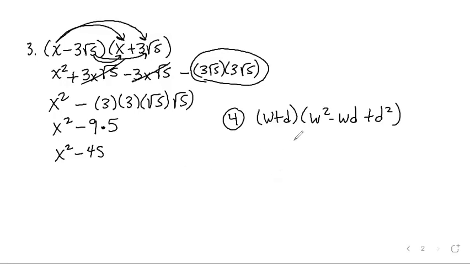So when we start doing this, it's the exact same thing as FOIL, though. You're going to take this W, and that W has to get multiplied by everything on this side. And you're going to do the same thing with the D. That D is going to have to be multiplied by everything on this side.